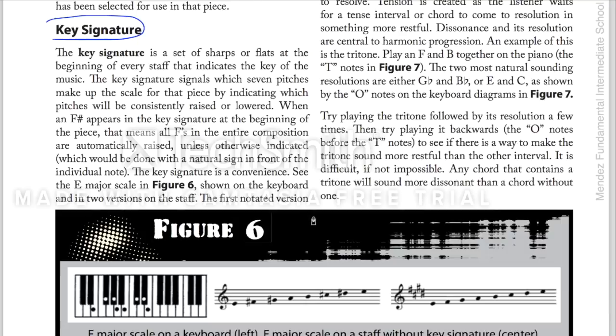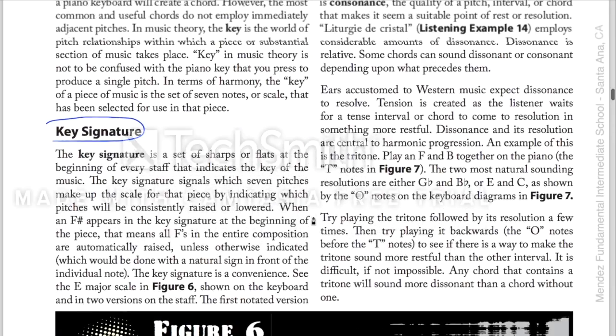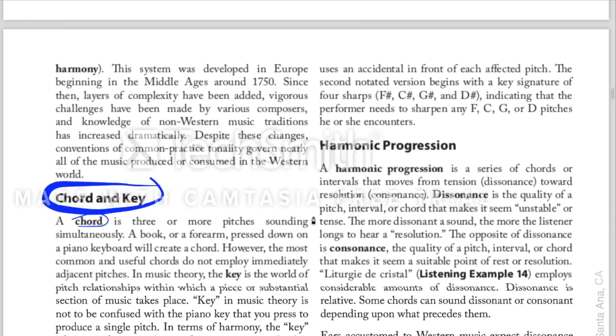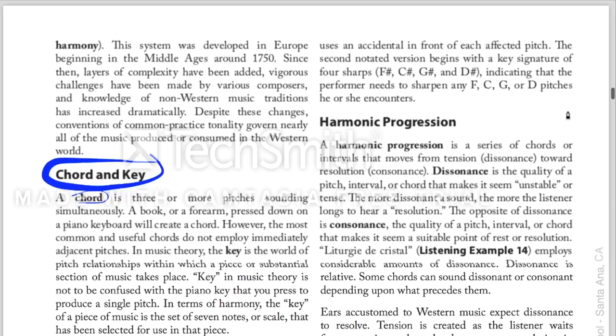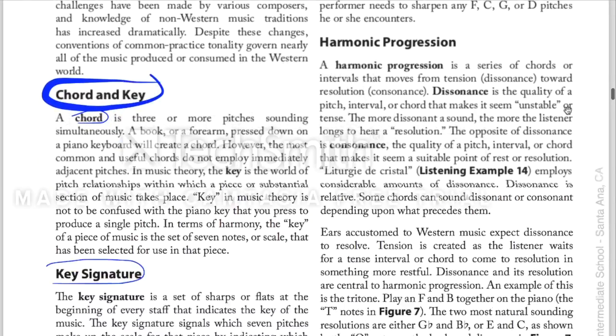See the E major scale in figure 6, shown on the keyboard and in 2 versions of the staff. The first notated version uses an accidental in front of each affected pitch. The second notated version begins with a key signature of 4 sharps, indicating that the performer needs to sharpen any F, C, G, or D pitches he or she encounters.